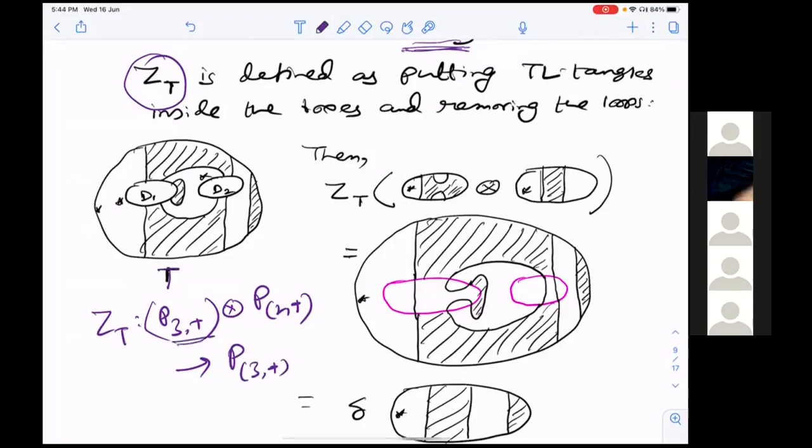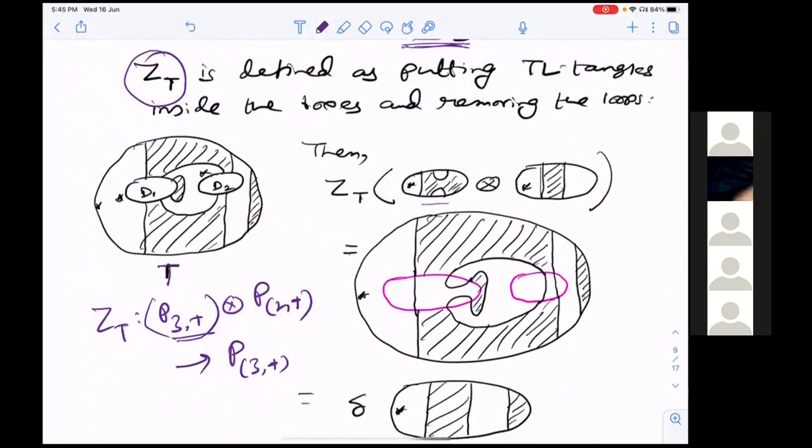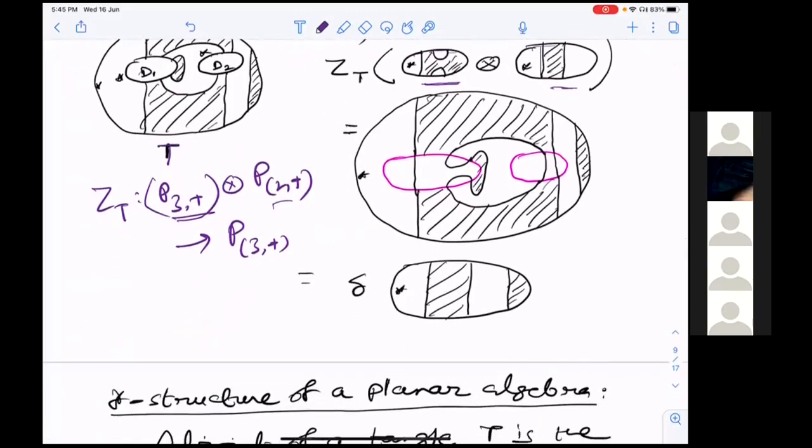And how will we do it? What is P3 plus? We have to put an element from this, so we put a 3 plus tempered leaf tangle. Consider this as having color 3 and this having color 2. P2 plus means this one. So we'll put this in the first disk and this in the second disk. What is the resultant? There is one through string, one white closed loop, and one line here and one line here. We define it like this: for each loop, you put a delta. So if there are 2 loops, put delta squared and just draw the rest of the figure. This is again a tempered leaf tangle. So this is the rule.